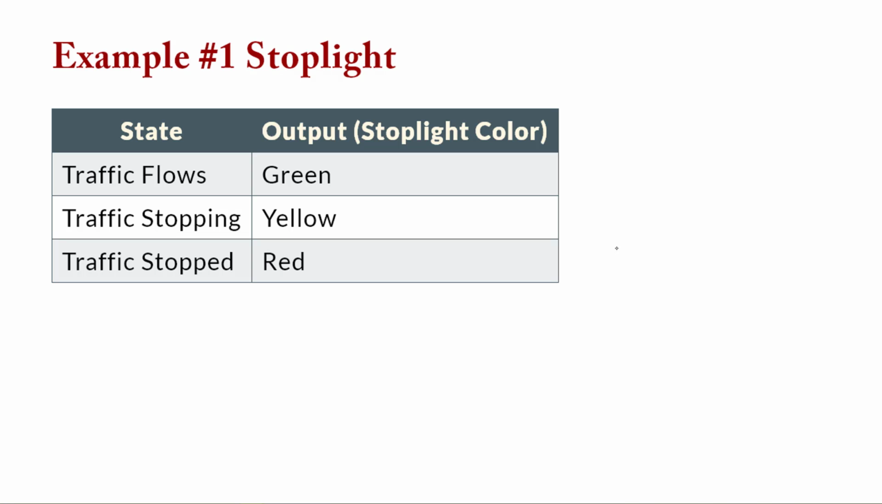If you want to look at this in a table form, here's a different way of looking at it, right? Here's the state. The state would be traffic is flowing. And the output is going to be the green light. Traffic is stopping. That's my state. I'm going to be in yellow. Traffic is stopped. I'm going to have the red light out. So it's a really simple state diagram, right? So you've got the diagram and the table.